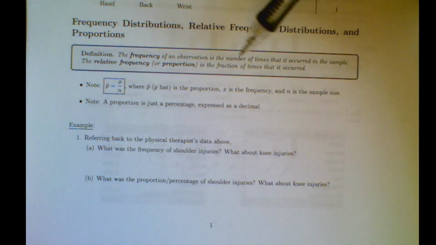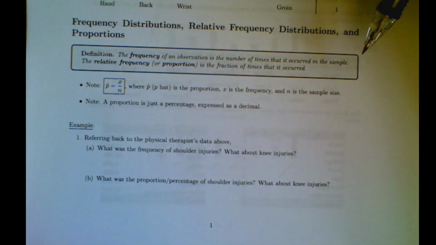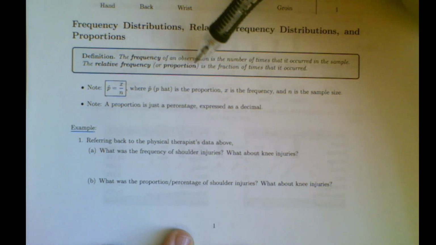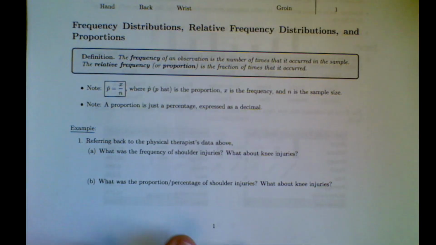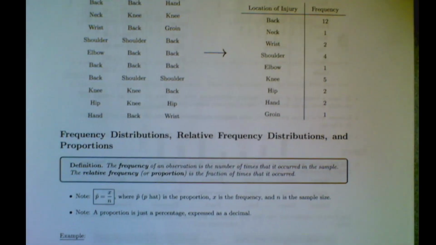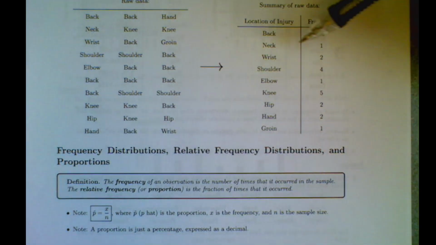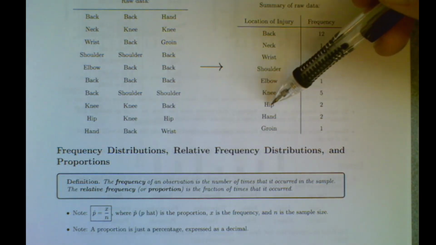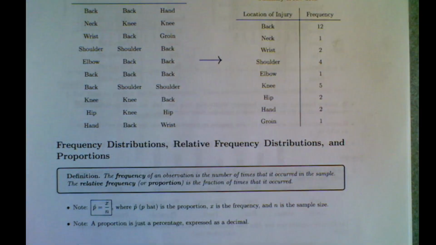The frequency of an observation is the number of times that it occurred in the sample, and the relative frequency, or I might sometimes use the word proportion, is the fraction of times that it occurred. So going back up to the previous example, the number of back injuries that this physical therapist saw in her sample of 30 patients was 12. There were 4 shoulder injuries and 2 hip injuries and so forth. So those are all frequencies.